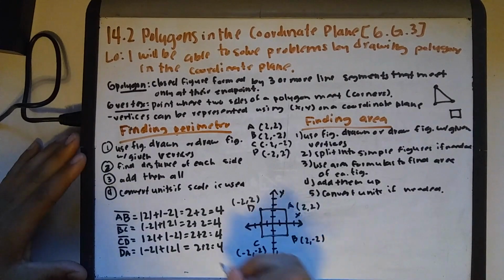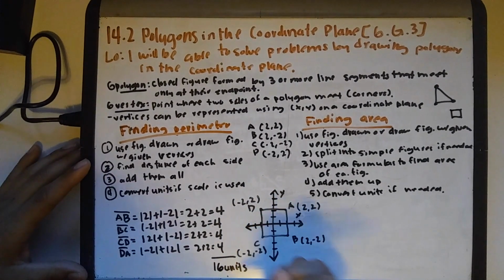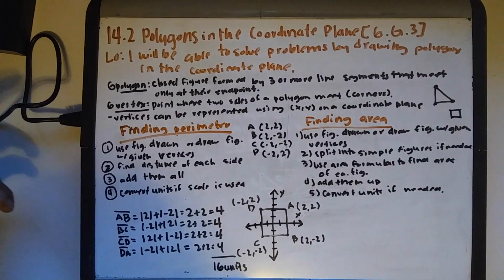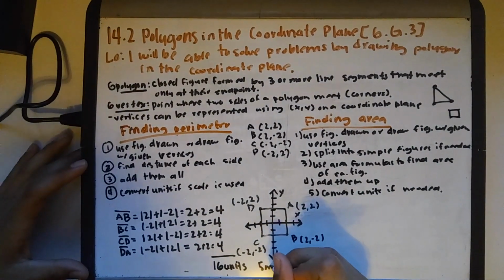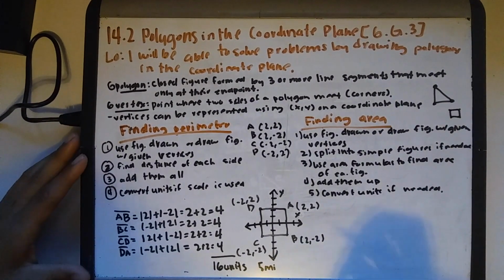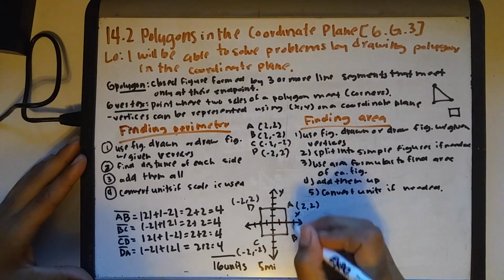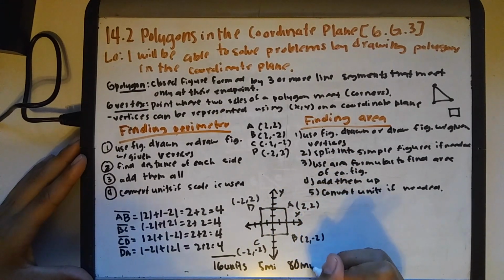Now I'm gonna add them all up. So 4 plus 4 plus 4 plus 4, that's 16 units. So this has a perimeter of 16 units. Now, for instance, if I say every single unit is 5 miles, give me the distance, okay? You're gonna have to convert, so you're gonna have to multiply. So I go 16 times 5, that is 80. So if I were to go around the shape, that will be 80 miles all around the shape.